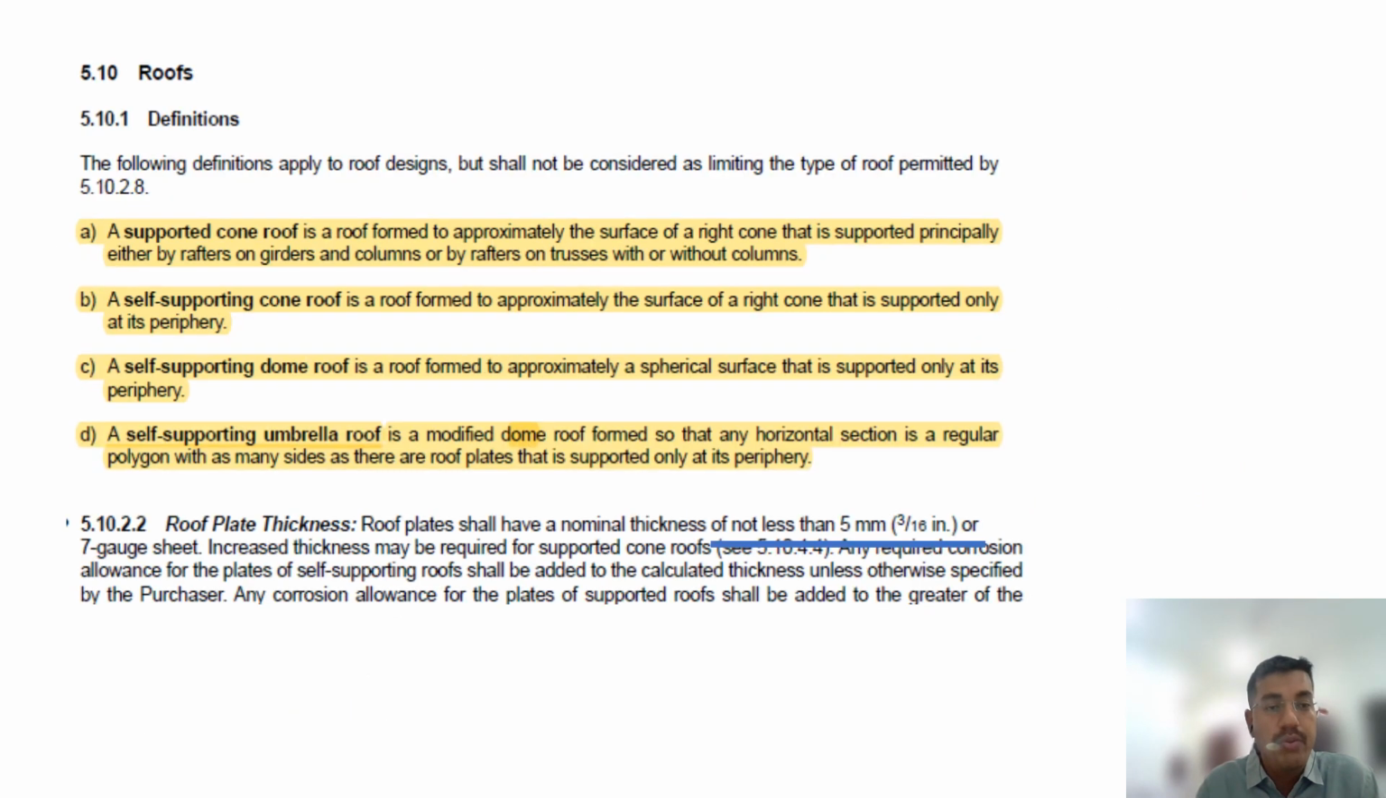Roof. How will the roof be? The following definition applies to the roof design. How the roof can be done. A supported cone roof is a roof formed approximately to the surface of a right cone that is supported principally either by rafters or girders. As I told you, there are three things: column, rafters, and girders. I already explained that. You can check my past video.